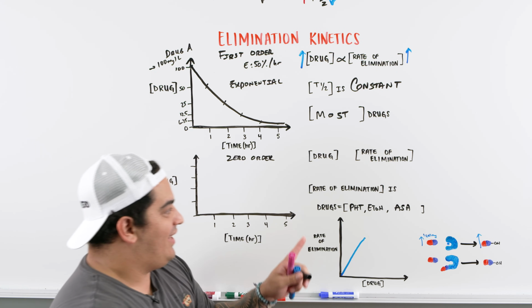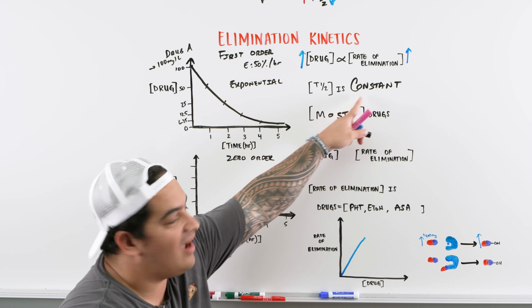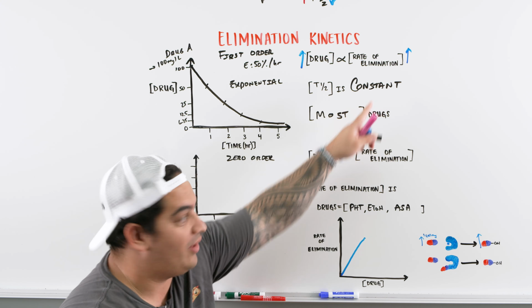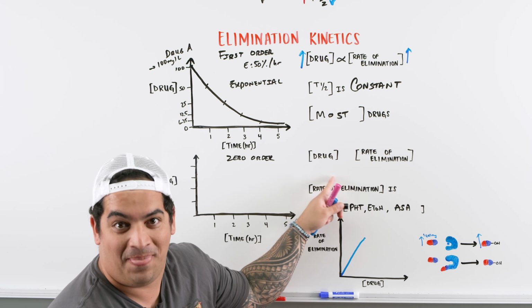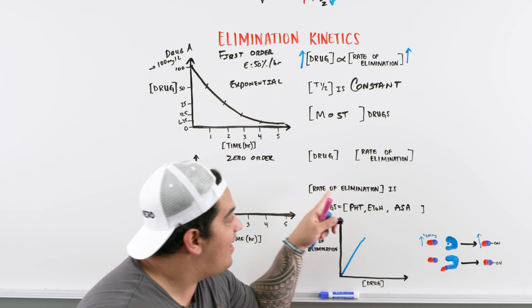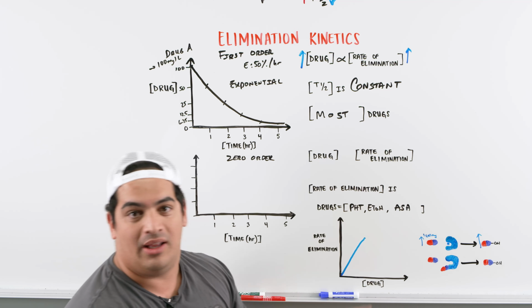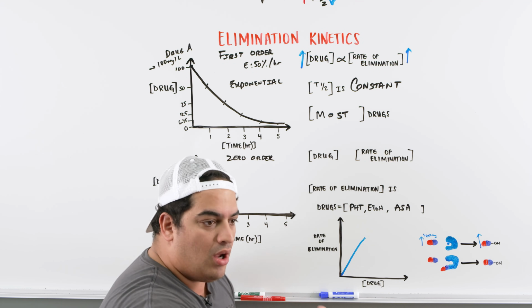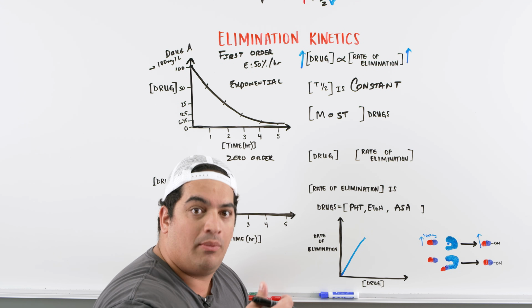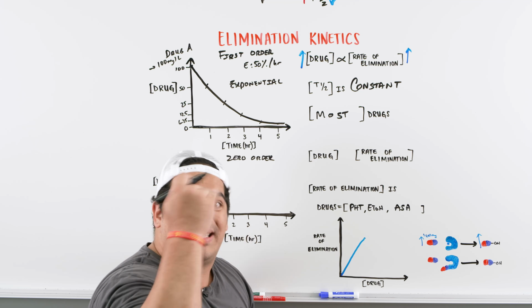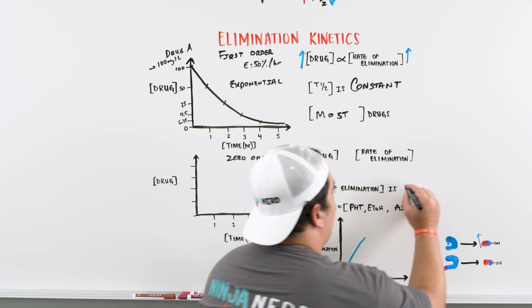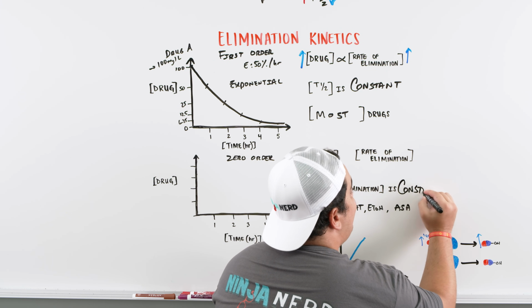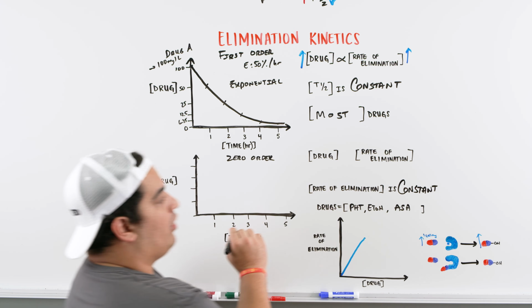Now here's the interesting thing. If you notice here, half-life is constant in which one? First order. It is variable in zero order. The only thing that's constant in zero order is the rate of elimination. So the milligrams of drug that we eliminate per hour is constant. So rate of elimination is constant, not the half-life, in zero order.